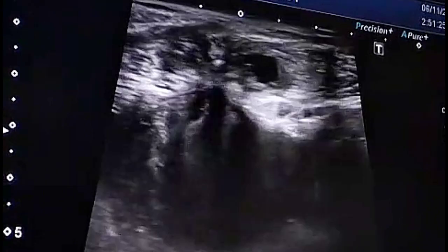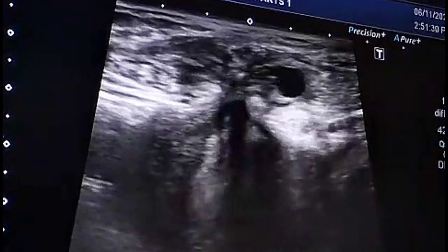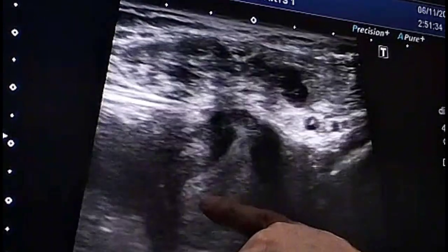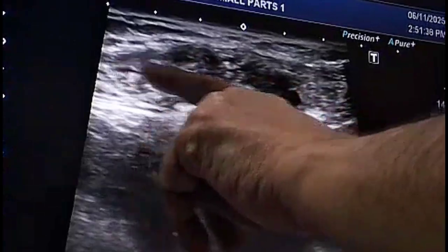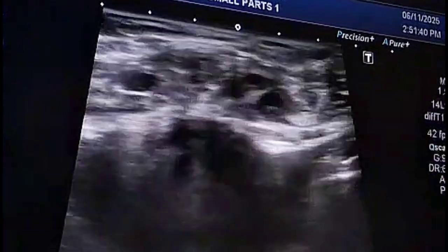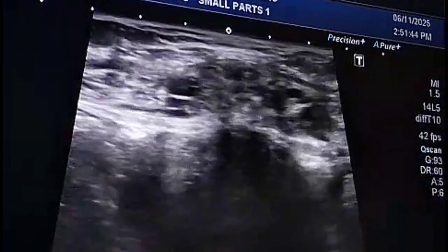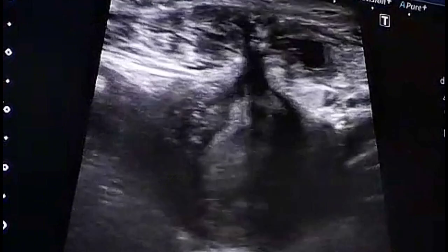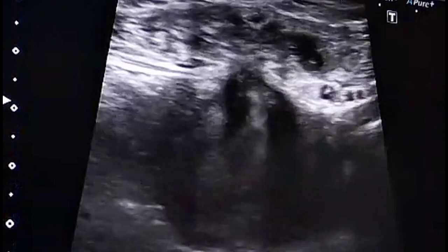I am doing this with the linear probe, and you can do it with the convex probe as well. I will see the patient with the convex probe as well. So you can do it with linear or convex, up to you. This is the mass, and it is painful, and the patient feels some swelling in the anterior wall at the incision site, and the patient has had 3 cesarean sections before.